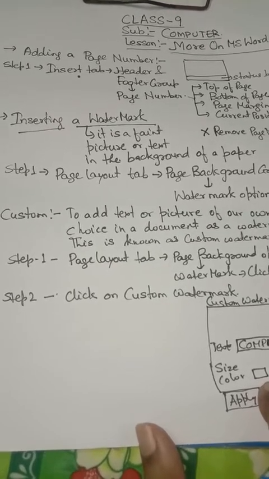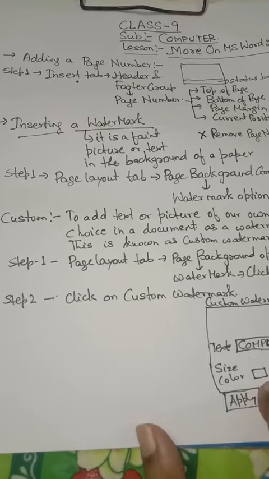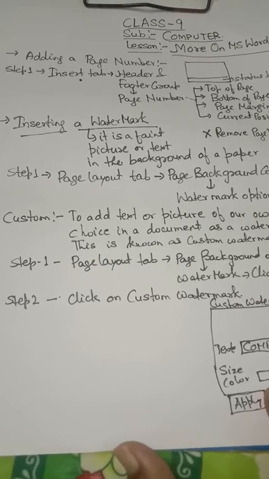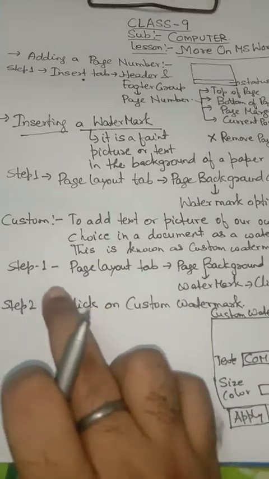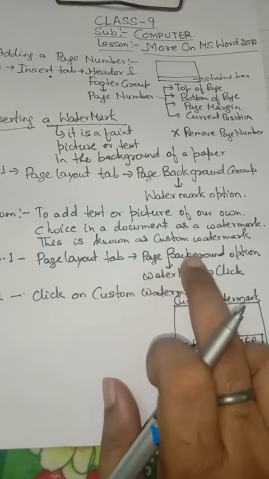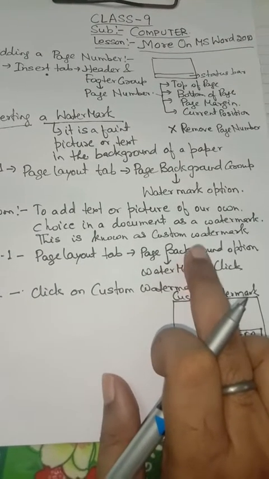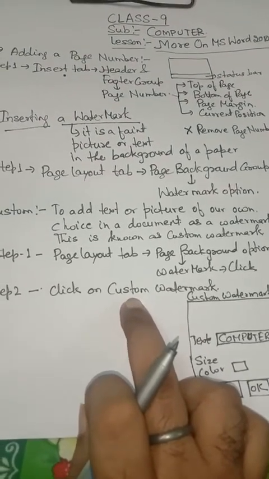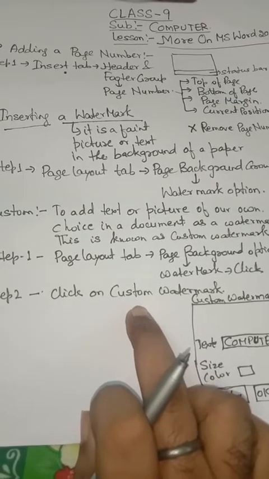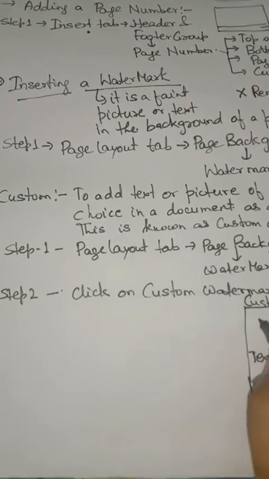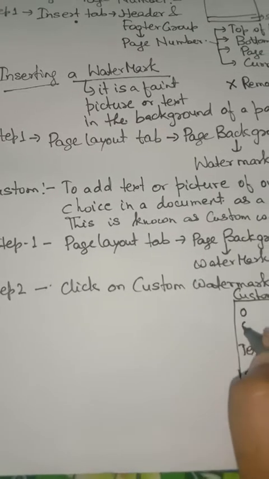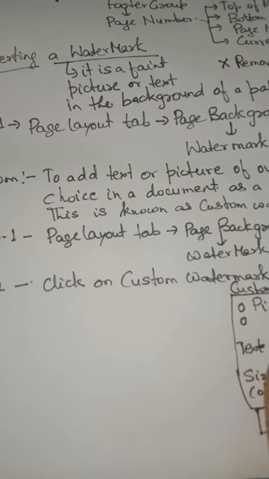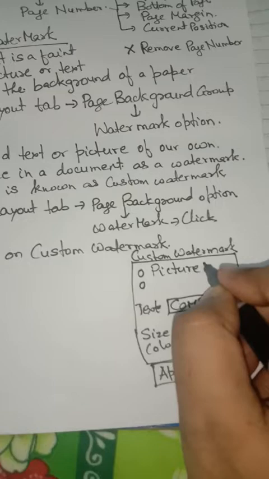So what are the steps that are needed to insert the picture? First of all, we have to follow the same step 1. Move to the page layout tab. From the page layout tab, click on the page background option, click on the watermark, and then click on the custom watermark. In the custom watermark, we will get radio buttons of such type, and here we will have picture watermark. Here it will be written picture watermark.